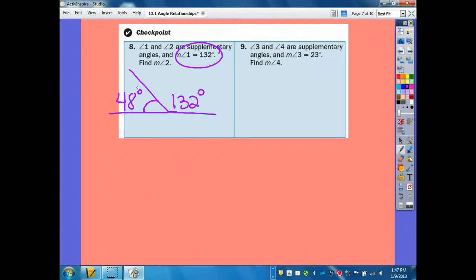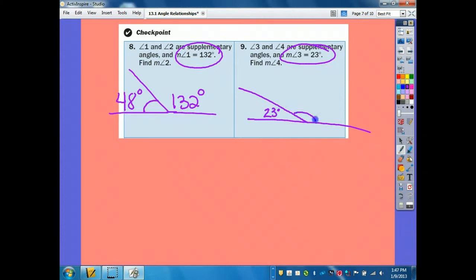All right, over here. Do I make a 90? That's supplementary, so what do I make, the L or the flat line? Flat line. The flat line for supplementary. We know that angle 3 is 23 degrees. Is that the one on the left or the right of what I just drew? Left. That would be the one on the left, the little one.